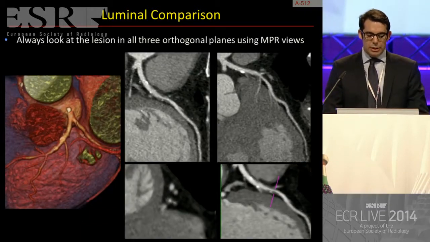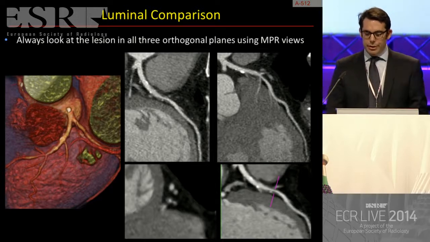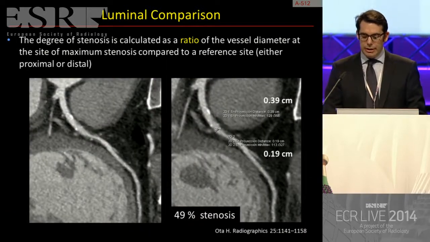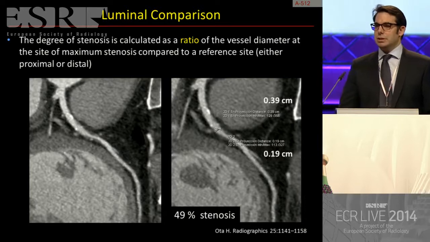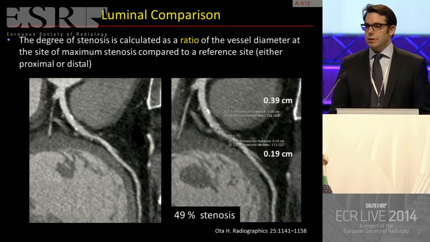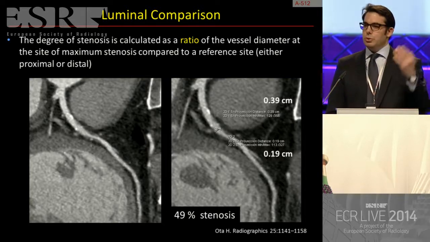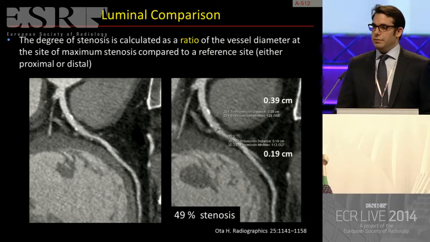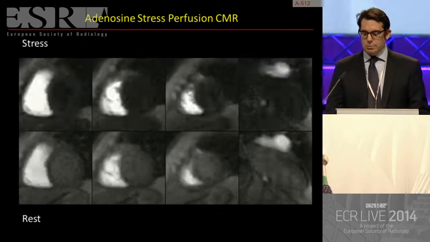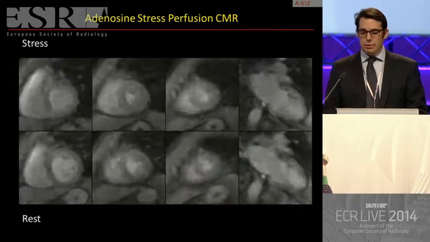So what we did is always try to look at all the MPR images, and I compared the lumen, and it gave me 49%. So I said around 50% stenosis. The cardiologist who saw the image said, no way, this is more than 50, so I will do a stress test. This is what he did. We did an MR perfusion, and it was normal.